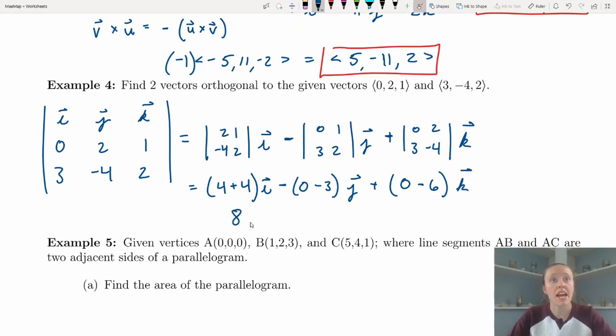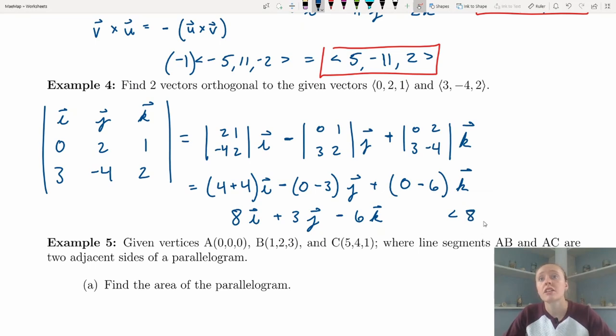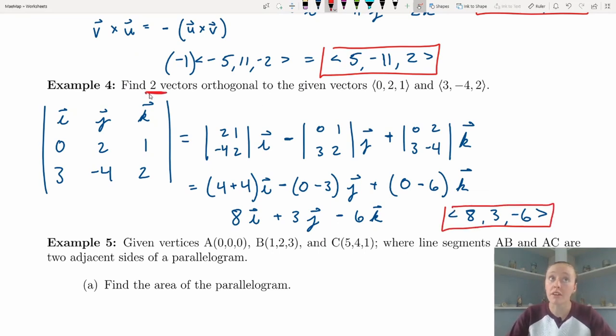So that will be 8i minus a negative 3 will be plus 3j minus a 6k. If we wanted to write this in vector notation, that's 8, 3, negative 6. That's our solution, but only one vector.